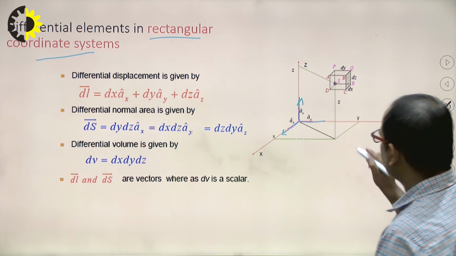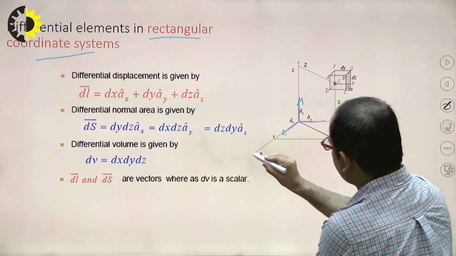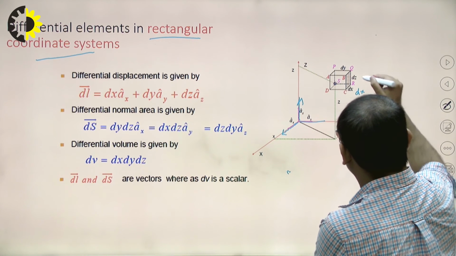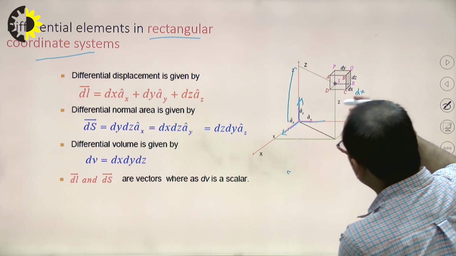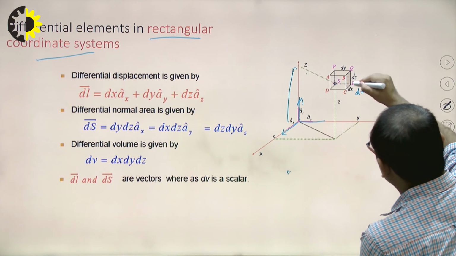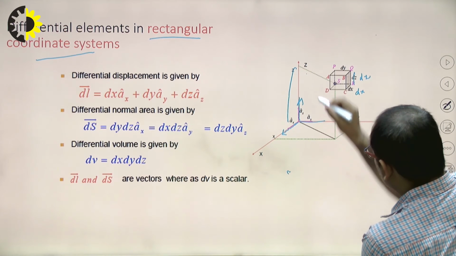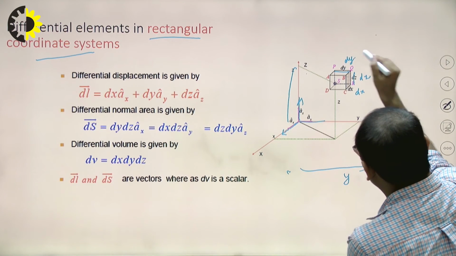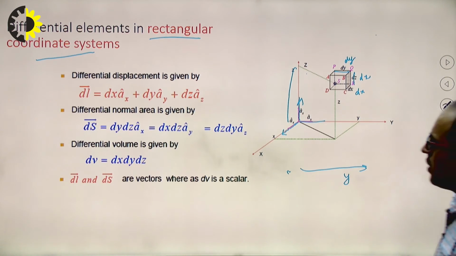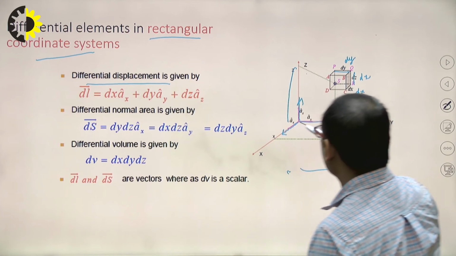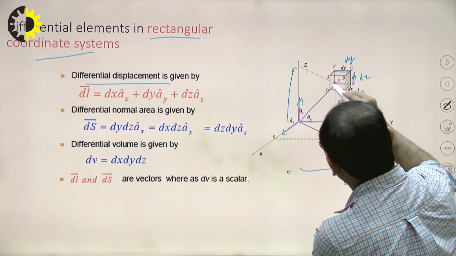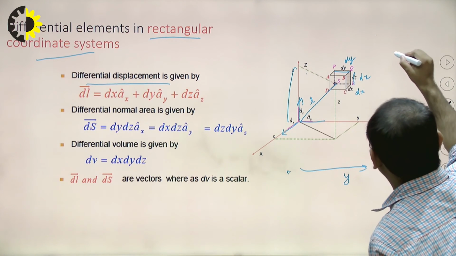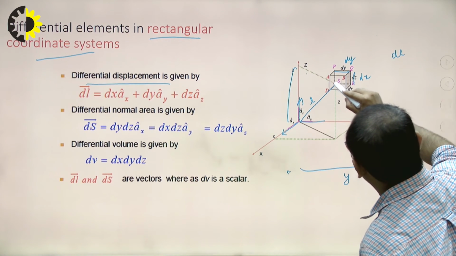Now see that if this is x, this small part will be dx. Similarly, if this is z, the small part of this z will be dz, and y is in this direction, you will see that this one is dy. Clear? Now if I say differential displacement, this one is the length. If this is the length from origin to this point P, the small differential length will be what? dl.